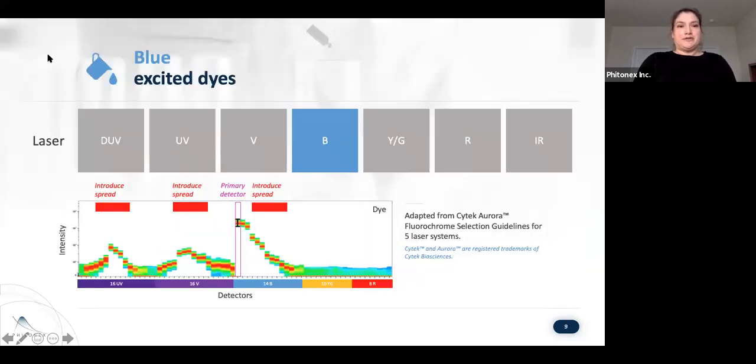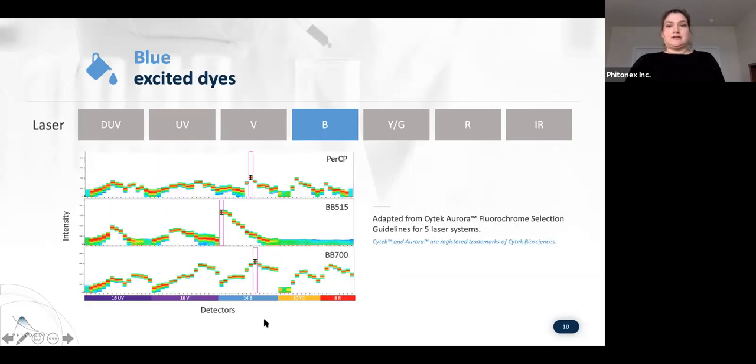And so this is just further showing you an example using SciTech's system where you can see this spread that's introduced when you're looking at a specific dye. So there's the primary detector channel and the excitation there, and then spread that either comes from basically the fluorescence that's very broad in that channel, or even excitation from other lasers that may affect the dye's performance.